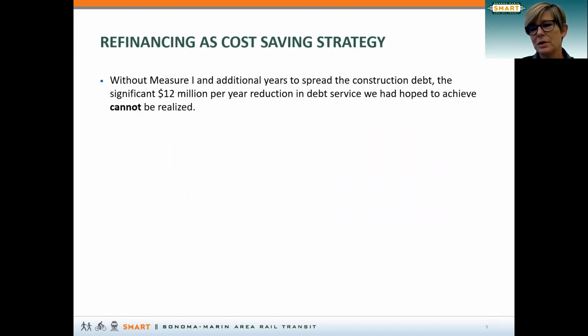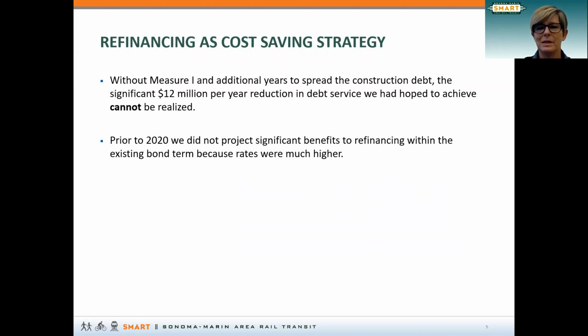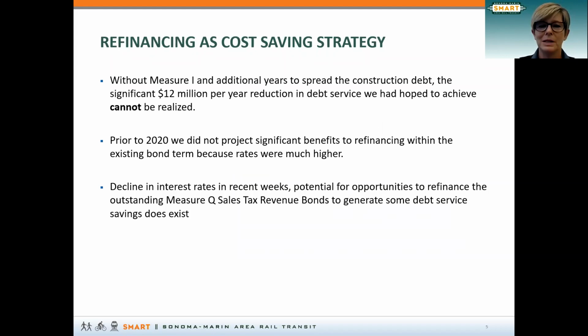One of the strategies we're also looking at, as you know, originally our refinance, we hoped to save $12 million a year, but since we can't do that, we looked with Sarah at some opportunities now, because in 2020 there didn't seem to be the market for us to save any money. Unfortunately, because of the financial crisis, there are some potential opportunities to refinance our outstanding Measure Q revenue bonds and generate some debt service savings.